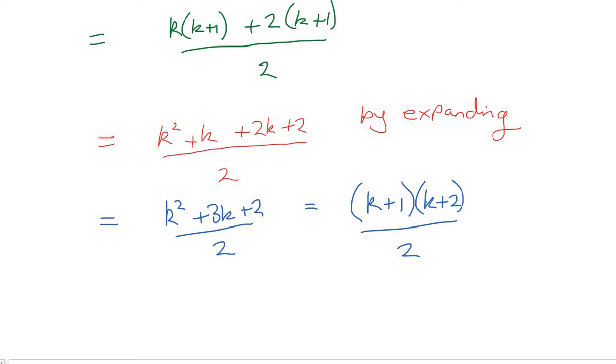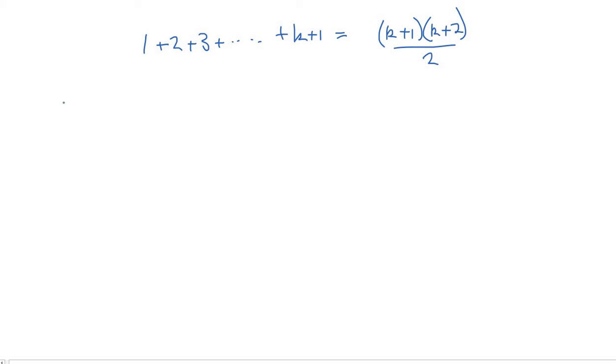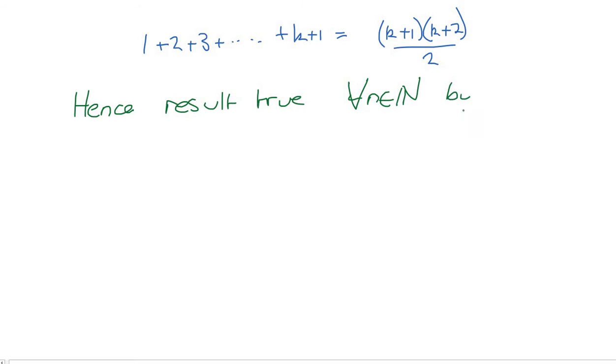And this is exactly what we wanted to show. So we've shown that 1 plus 2 plus 3 up to k plus 1 equals k plus 1 times k plus 2 over 2. So to finish, we'd write: hence the result is true for all n in the natural numbers by induction.